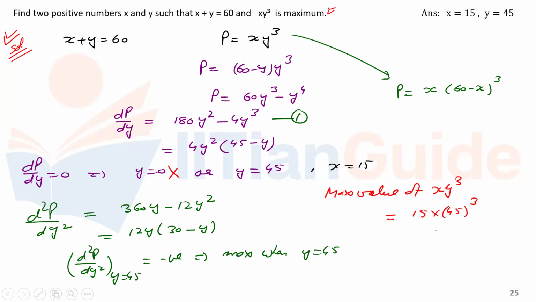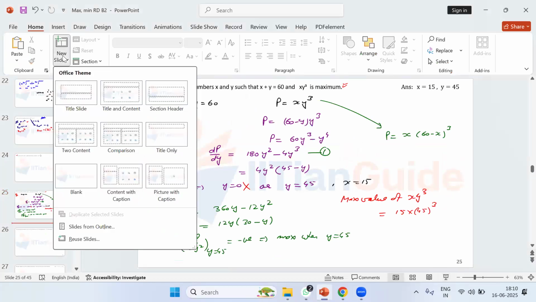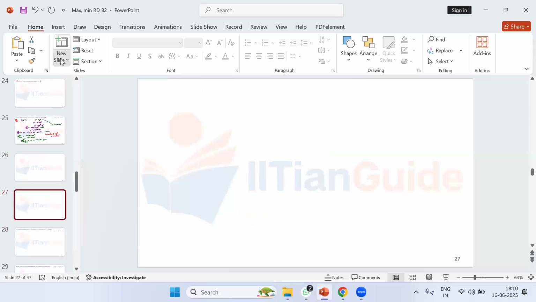Okay. Just a minute. This question I have done with the calculus, and in the board we will do it with the calculus only. But I can do this with arithmetic mean, geometric mean also. That I am going to tell you. Just a minute.